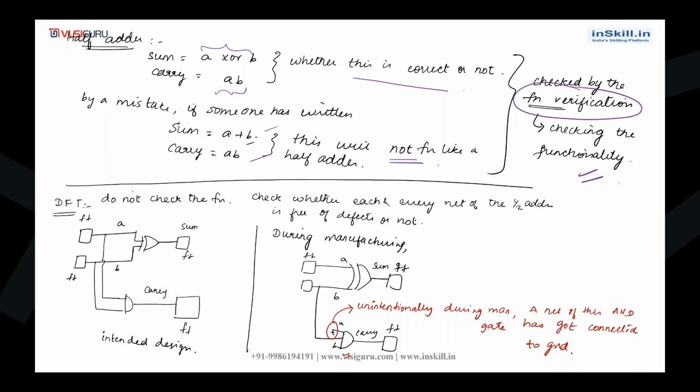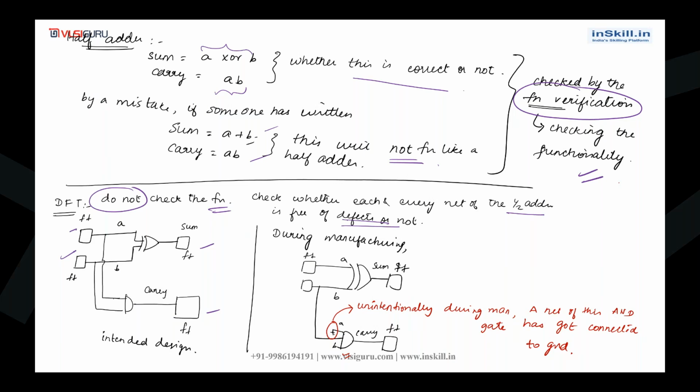DFT engineers, we do not check the functionality. We check whether each and every net of this half adder is free of defects or not. So for example, this is our intended design. A XOR with B, where A and B are coming from some flops and the output is going back to some flop. And A and B are ANDed, that is carry, and that is going to a flop. So this is our intended design for a half adder.